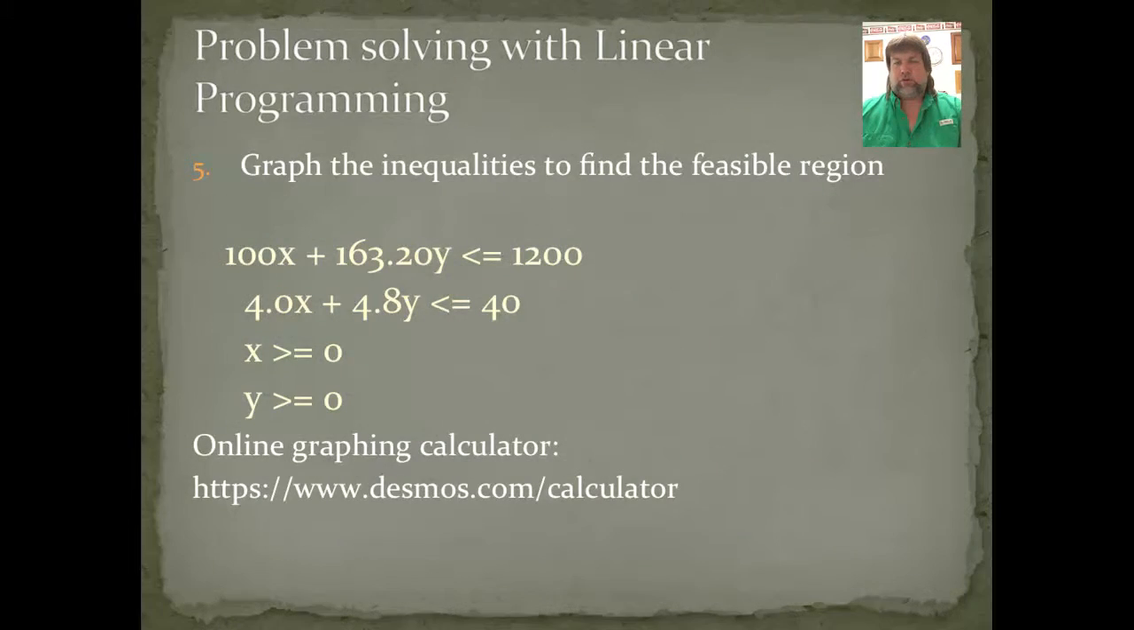All right, now we're going to graph the inequalities to find the feasible region. The feasible region is the area within the graph, within the 4 corner points that we're going to find. So we're going to graph the lines 100x plus 163.20y is less than or equal to 1200, and the line 4.0x plus 4.8y is less than or equal to 40.